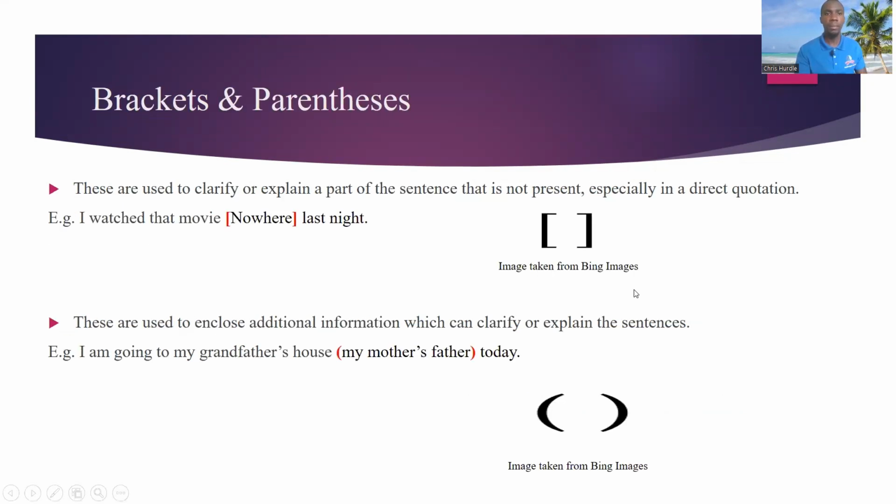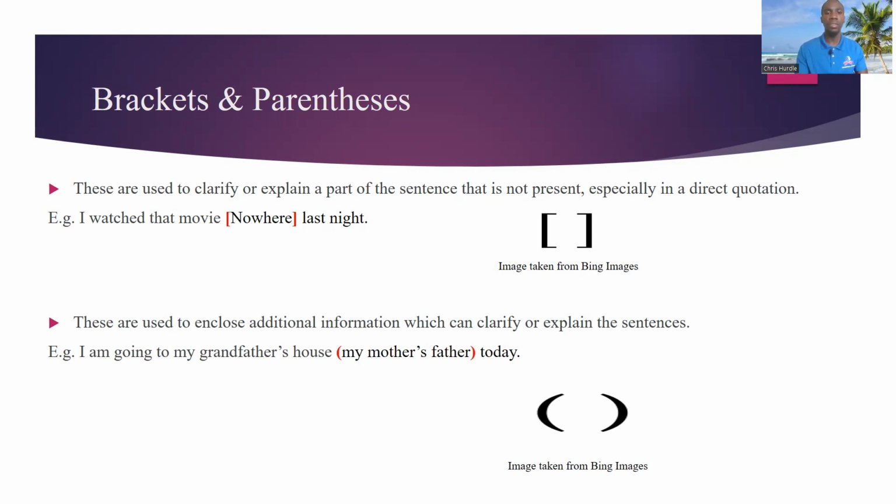Brackets and parentheses. These are used to clarify or explain a part of a sentence that is not present, especially in a direct quotation. We'll start with brackets. "I watched that movie [Nowhere] last night." When we say "the movie," what movie are we referring to? So I put "Nowhere" in brackets, because that's not present. That clarifies what I mean when I said movie. It identifies the movie that I'm referring to.